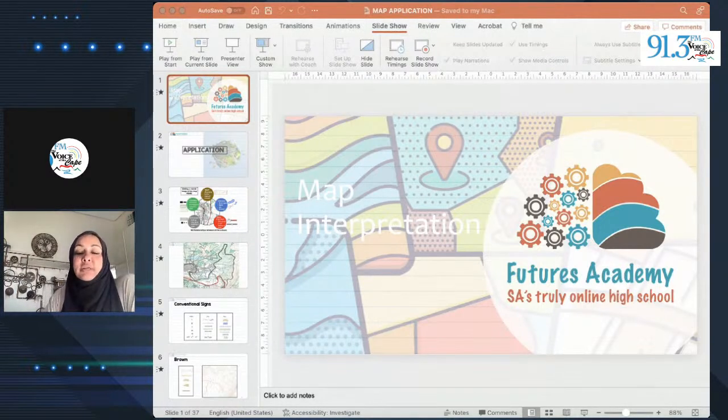So the first thing that we need to understand is something called conventional signs. When we talk about conventional signs, we are talking about three things: points on a map, lines on a map, and areas on a map. So when we're talking about points on a map, there are actual points that you would find on the map. So for example, this particular symbol here would represent a windmill. This particular one here would represent a graveyard. This one here would represent a communications tower. This one here, a trigonometrical beacon.